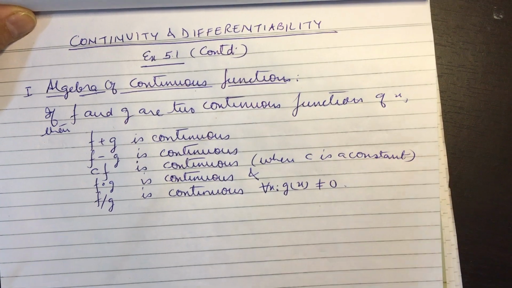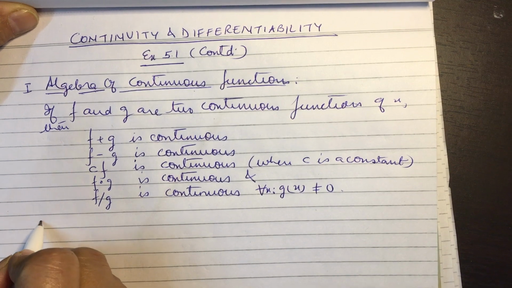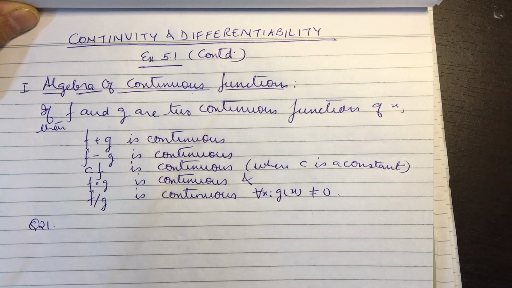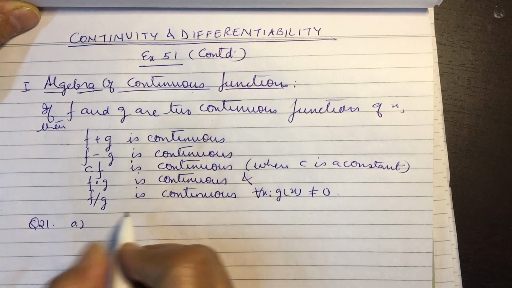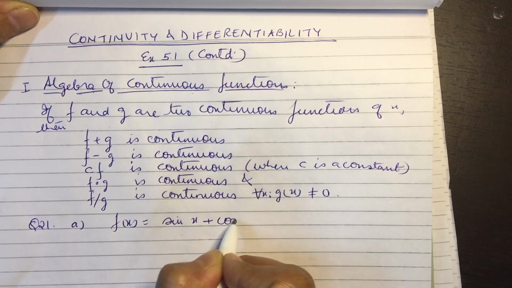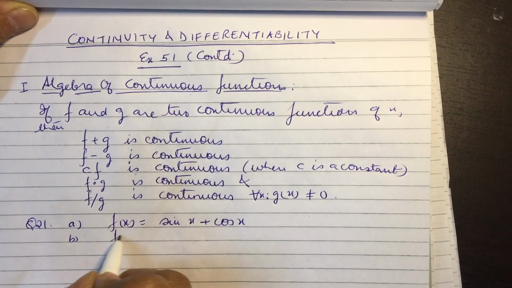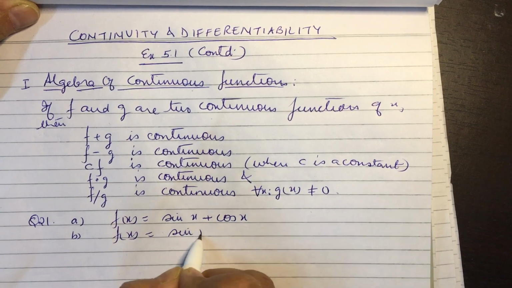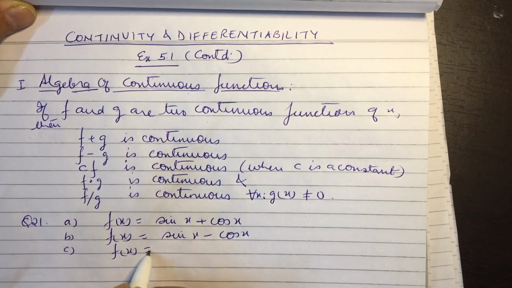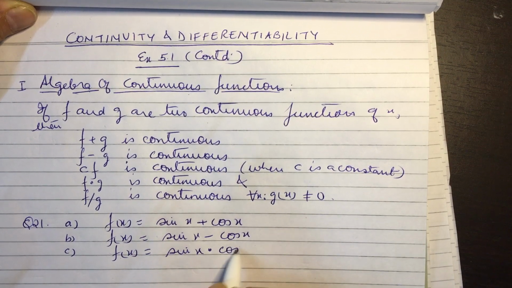Now, in order to do questions based on them, we have question number 21, which says: discuss the continuity of the following functions. A part is f(x) equal to sin x plus cos x. B part is f(x) equal to sin x minus cos x, and C is f(x) equal to sin x into cos x.